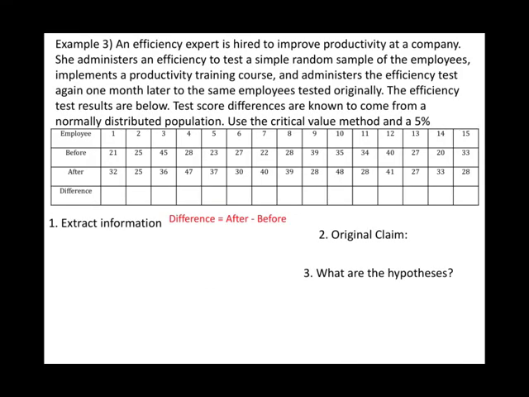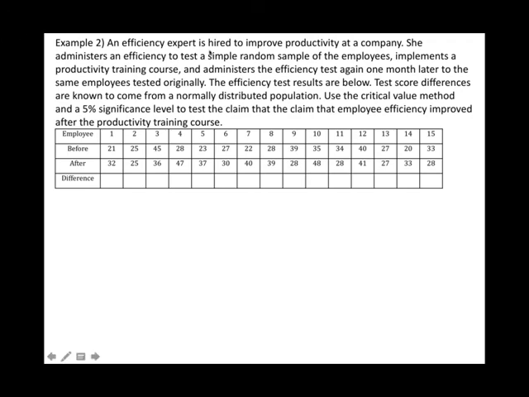Okay, example 3. I want you guys to work on the questions by yourself, and first thing, find out the difference. On the notes I already put it down. The difference will be equal to after minus the before. So how do you find the difference here? 32 minus 21, and then you're going to get the difference.